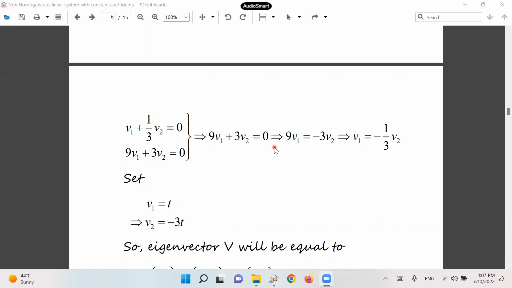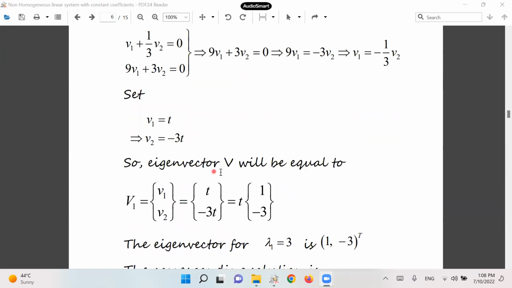When we put them equal to 0 and solve, we get v1 = -(1/3)v2. Suppose v1 = t, then multiplying by 3, v2 = -3t. How do we write the eigenvector? The vector v is v1 and v2, where v1 is t and v2 is -3t. We take t common, and then the eigenvector will be 1 and -3.